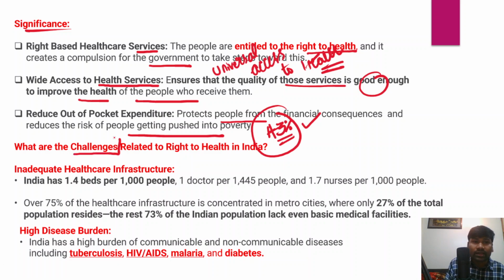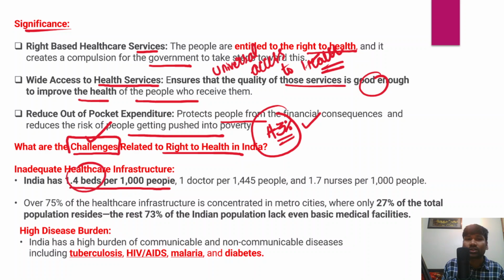However, when it comes to the right to health infrastructure, that means we have just 1.4 beds per 1,000 people and one doctor for 1,445 people and 1.7 nurses for 1,000 people, right? In fact, 75% of the healthcare infrastructure is just concentrated in the cities or urban areas, and 27% of the total population resides in the rest 73%. India's population resides in rural areas where even basic medical facilities are lacking.